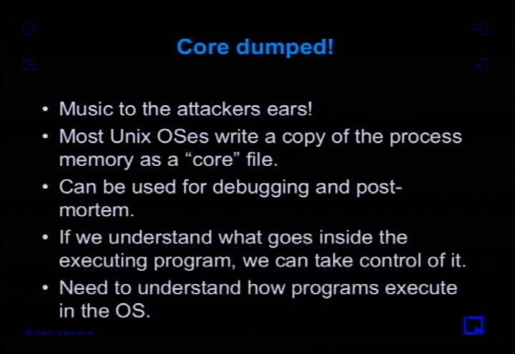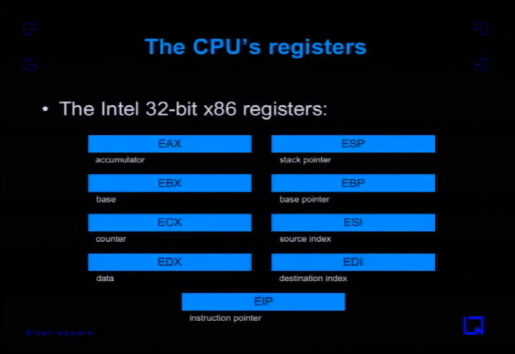Okay. So, a quick overview about the internals of things. This is the x86 CPU register map. You have four general purpose registers, EAX, EBX, ECX, EDX, which are pretty much like your variables A, B, C, D. You have four pointers: the stack pointer, base pointer, source index, and destination index.